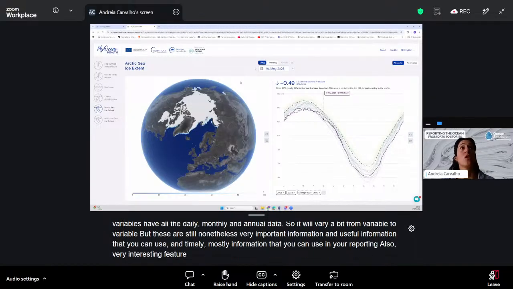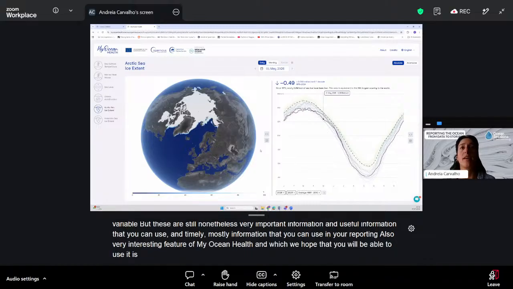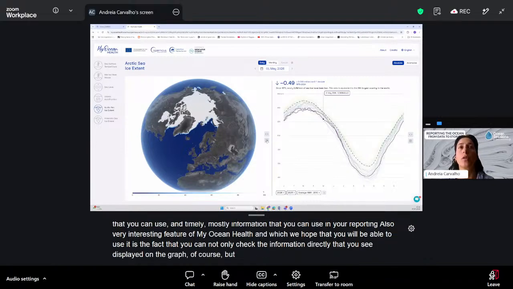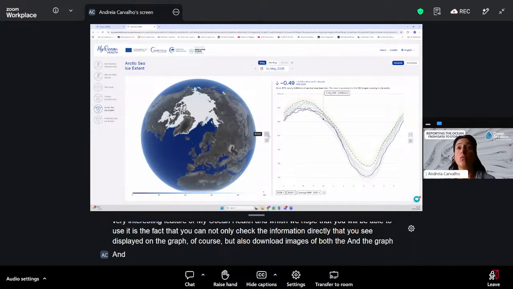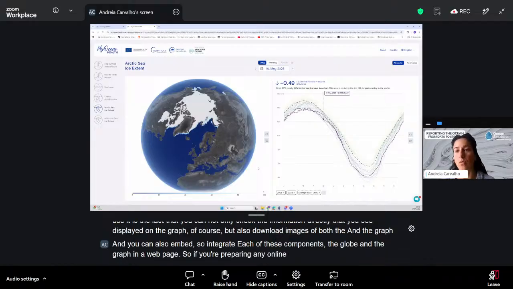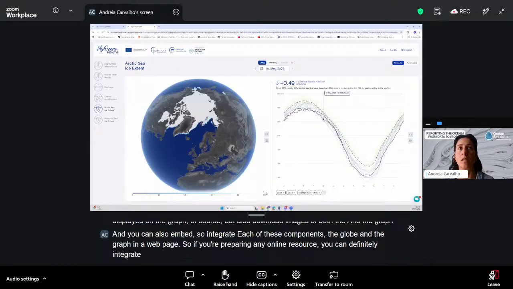Also, a very interesting feature of My Ocean Health, which we hope that you will be able to use, is the fact that you can not only check the information directly displayed on the graph, of course, but also download images of both the globe and the graph. And you can also embed, so integrate, each of these components, the globe and the graph, in a web page. So if you're preparing any online resource, you can definitely integrate that in your resources as well.